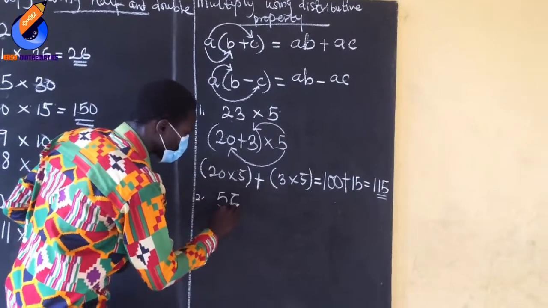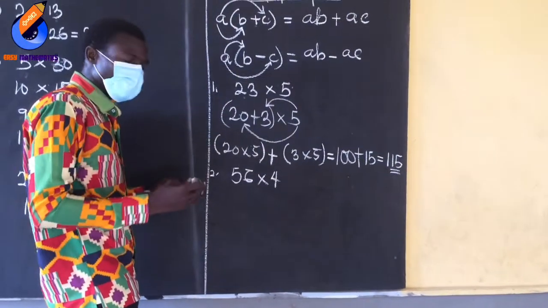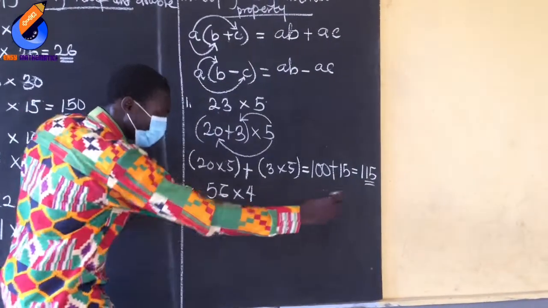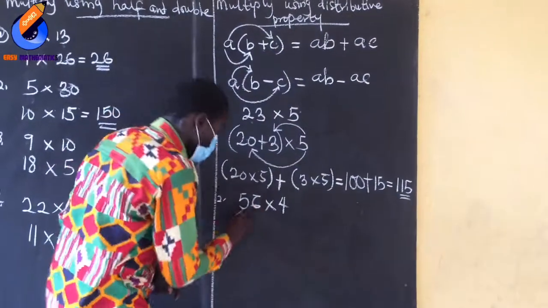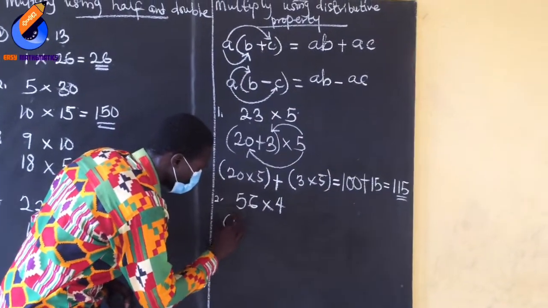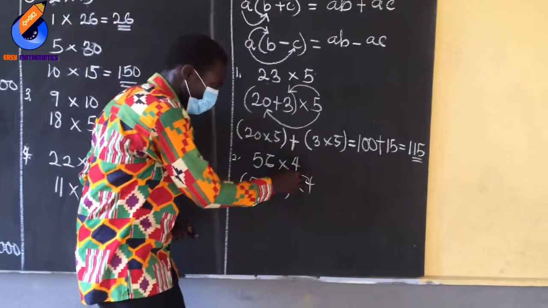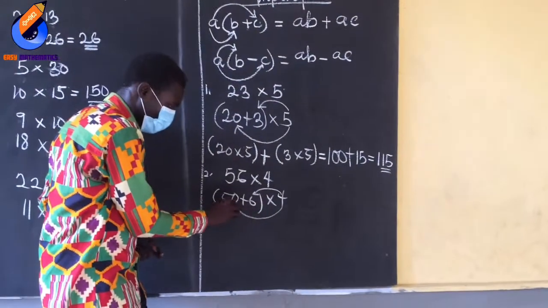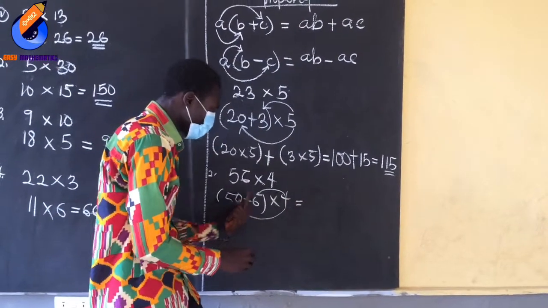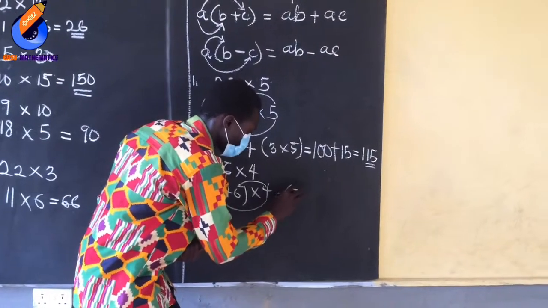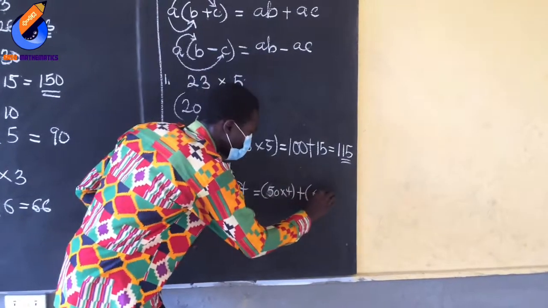Let's look at number 2. We have 56 times 4. We are using the distributive property. So split the 56 in a way that when you add them or subtract, you get 56. I want to go this way: 50 plus 6 times 4. So the 4 will multiply 6 and the 4 will also multiply 50. So I'm going to say 50 times 4 in one bracket. The sign between them is plus. Then 6 times 4.